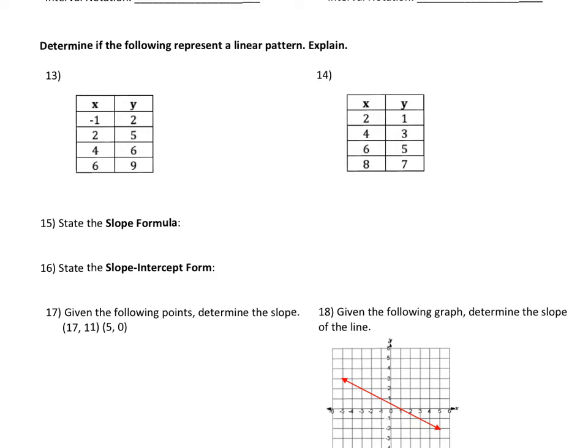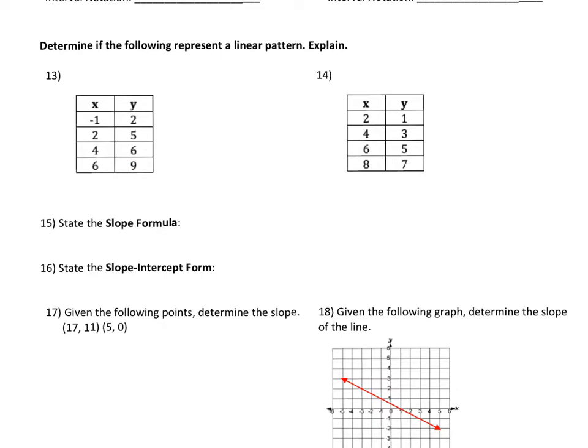So this is part 2 of the review for our quiz. Looking at number 13, we're going to determine if the following tables represent a linear pattern. Just to remind you guys, linear patterns show a constant slope. And remember, slopes are made out of x's and y's. So we need to check if the x's and y's have the same patterns within all the numbers. All the x's need to be the same pattern and the y's need to be the same pattern throughout all the numbers.